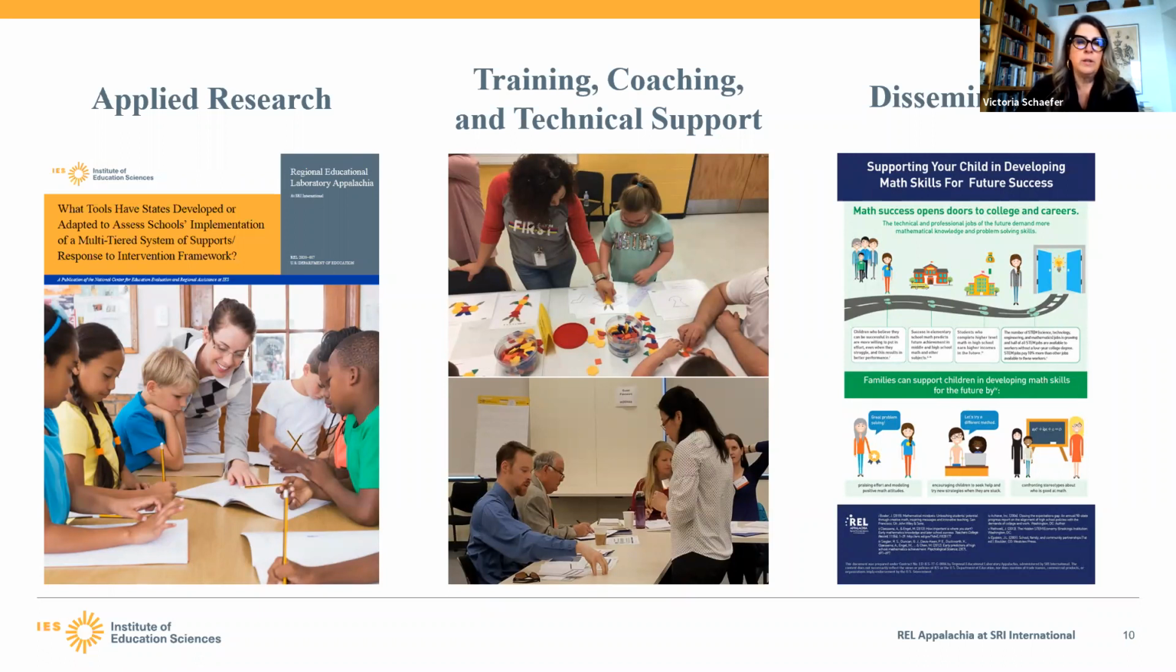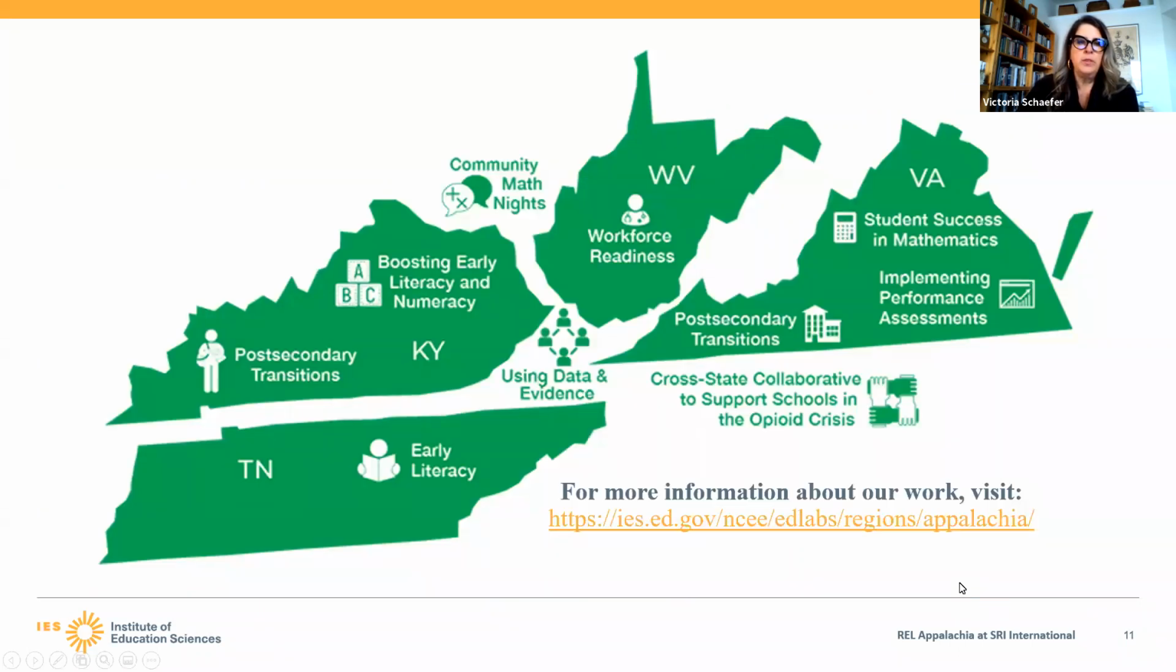We at REL Appalachia are working with our states and districts on quite a diverse set of projects. In the Appalachian region, we partner with a variety of state and local stakeholders in Kentucky, Tennessee, Virginia, and West Virginia to work on several education-related issues, including improving post-secondary transitions, early literacy, using data and evidence across the states, and more. For more information about the projects that we are working on, we encourage you to visit the REL Appalachia website at the link shown on the screen.